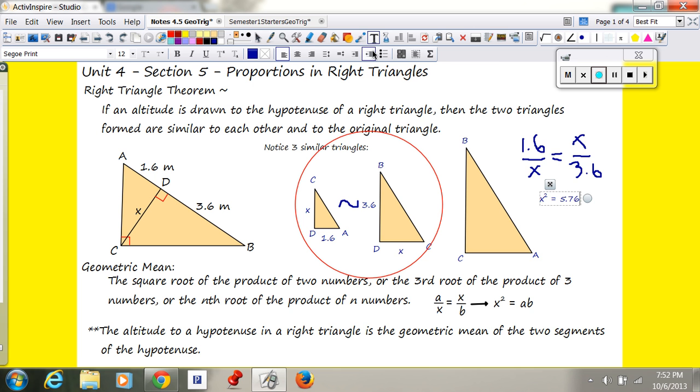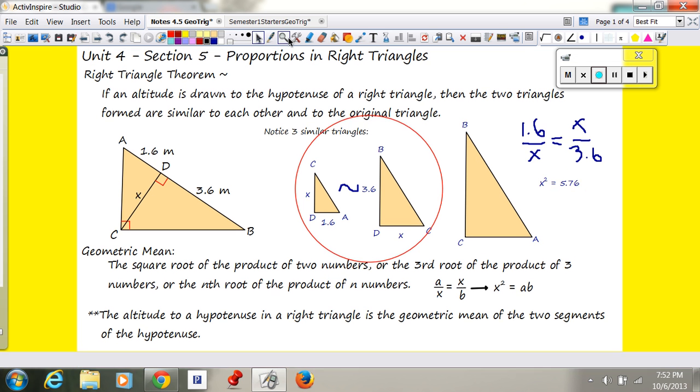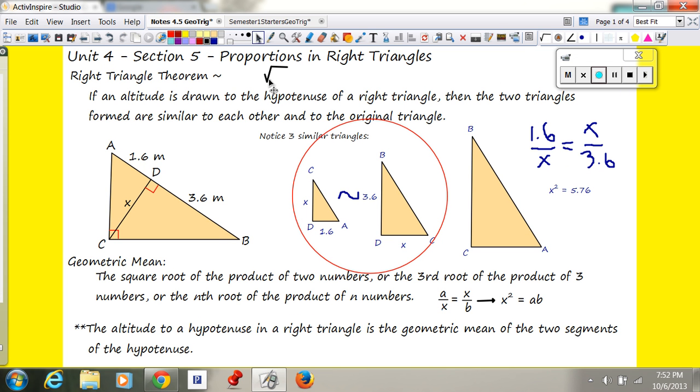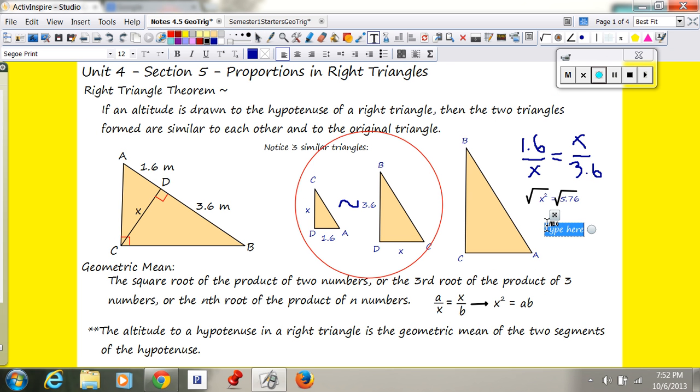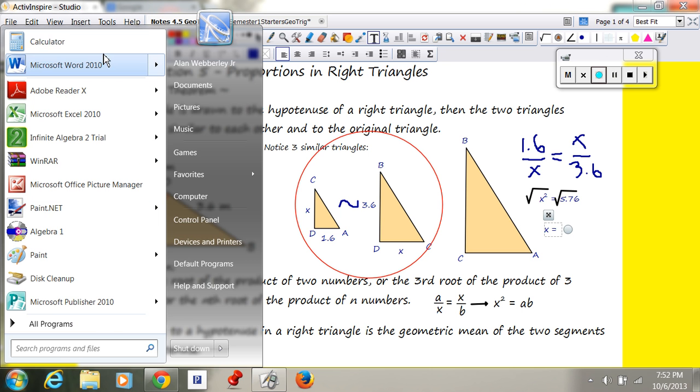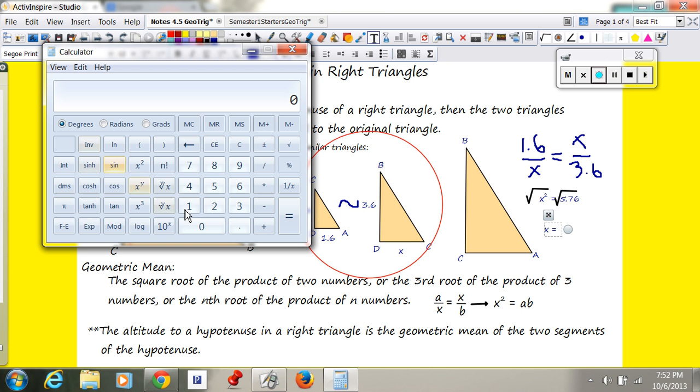Then what you want to do is square root both sides. So you would take the square root of this side and the square root of this side, and you would end up with x equals, and let's see what the square root of 5.76 is.